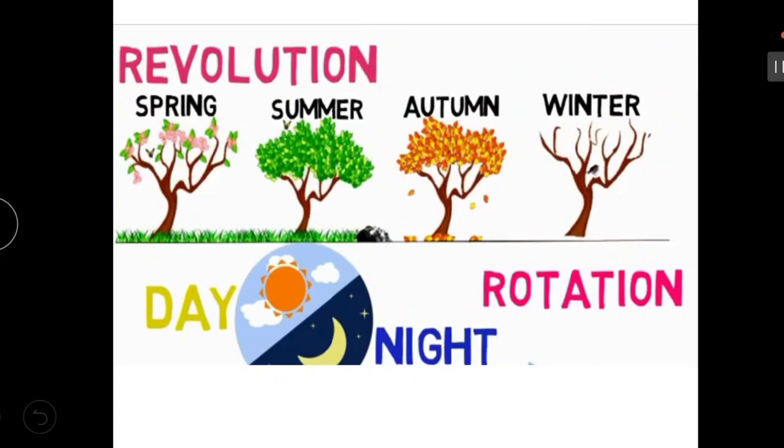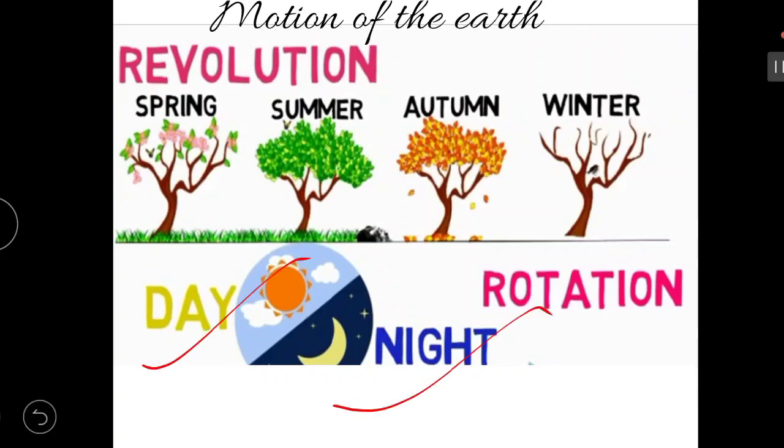We have seen that Earth rotates on its own axis, and that is called rotation. And due to rotation, day and night occur. And Earth spins around the sun, and it's called revolution. And due to revolution, seasons change, that is spring, summer, autumn, winter. On the earth we are having these seasons.